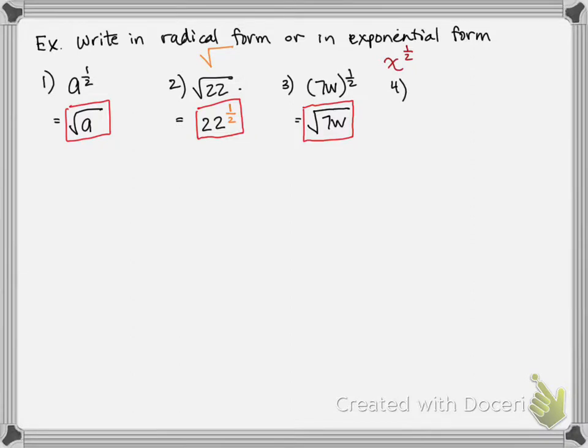Okay, let's try another one. We have 2 times the square root of x. So since I have a radical, I need to turn it into exponents. So I have 2, he's on the outside, I have the x, and it's the x that's going to get the exponent. So there's 1x, and the index is 2. So that would be my answer, 2x to the 1/2 power.